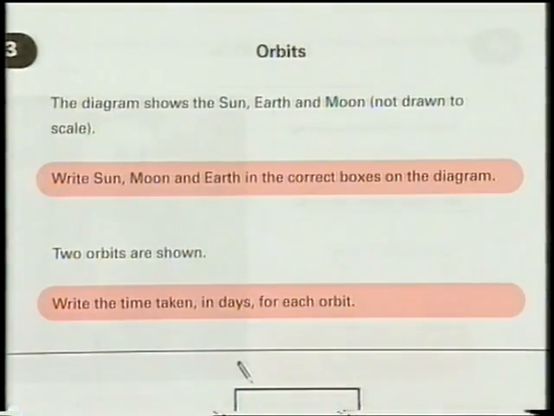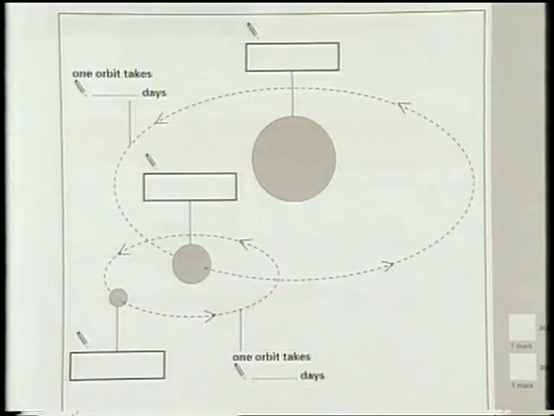What about that test question then? The diagram shows the Sun, Earth and Moon. Write Sun, Moon and Earth into correct boxes on the diagram. 2 orbits are shown. Write the time taken in days for each orbit.